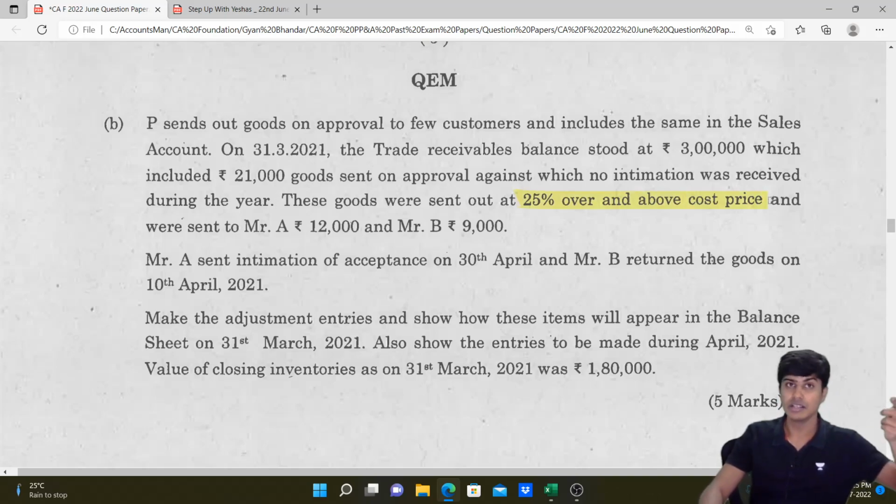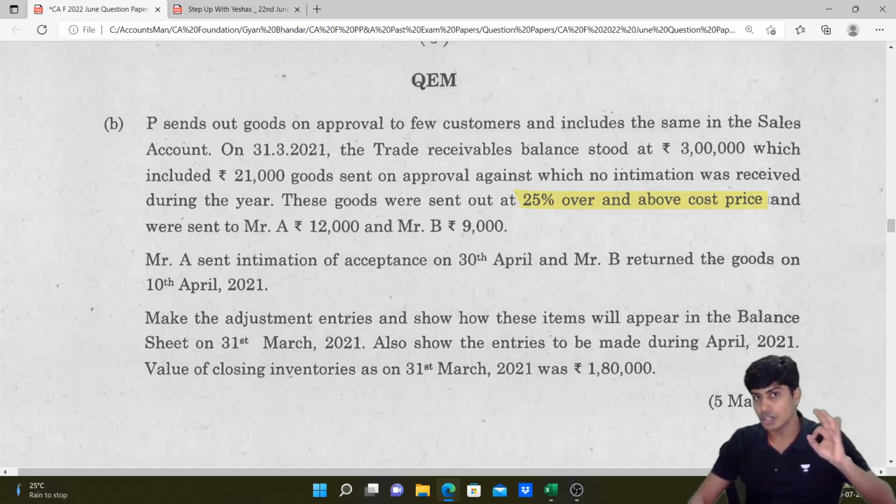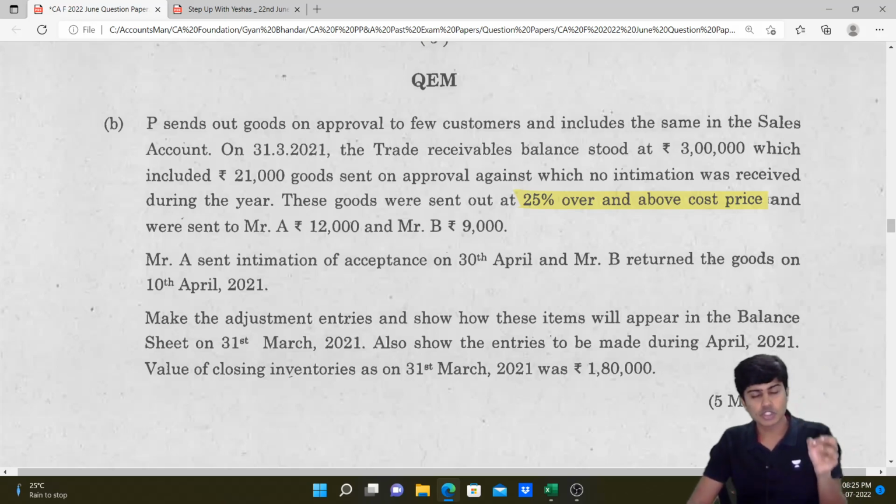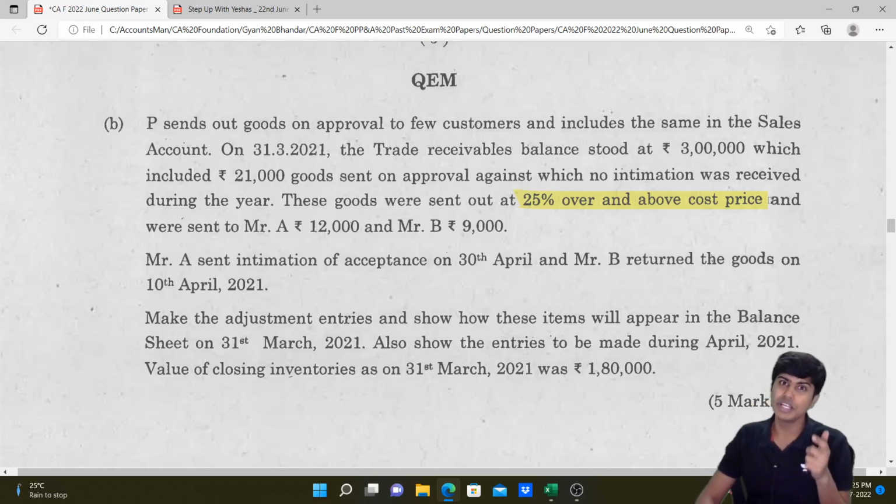This will be later. There are two entries that you need to pass at the end of the year for goods sent on return or approval basis. Entry number 1, reversal of the sale entry. Entry number 2, inclusion of such stock in closing stock entry. When we include such stock in the closing stock, then we need to write the entry at cost price after eliminating the profit element in such stock. Let me repeat. We need to write the entry at the cost price after eliminating the profit on such stock.